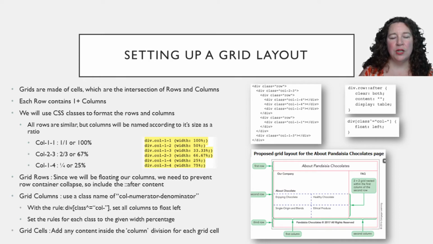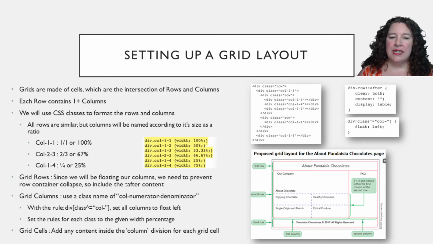It's really important in this case that you draw out what you want before you get started. And we're going to go ahead and show you in the tutorial in code how we did this for Pandalisa Chocolates. But the thing to recognize here is that grids are made up of cells, which are intersections of rows and columns. So you have a row, and then inside of a row, you can have columns. You can have different column widths in different rows of the same grid, which is kind of convenient if you want to do something like that.